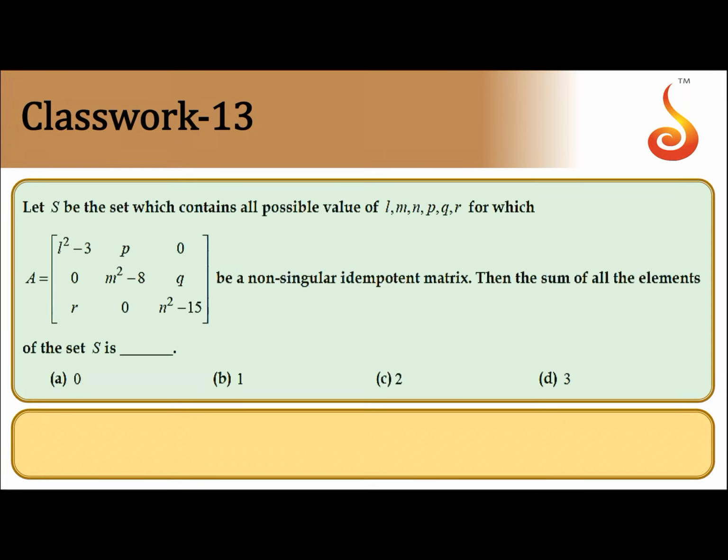Coming to the next, the 13th one. Let S be the set which contains all possible values of L, M, N and P, Q, R for which the matrix is non-singular idempotent. Non-singular means determinant is not equal to 0, so A inverse exists. At the same time, it is idempotent. Idempotent means A square is equal to A. Why not multiply A inverse on both sides?